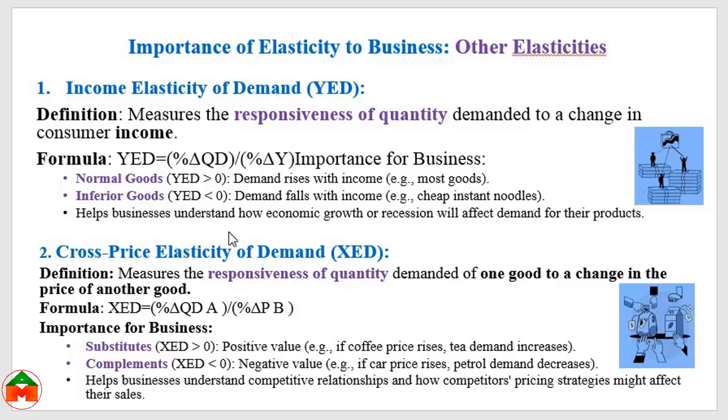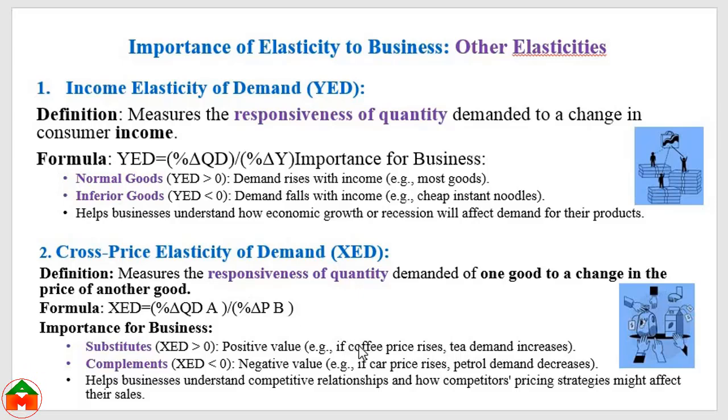Now we will learn about the cross price elasticity of demand. Cross price means the prices of the substitute product or complementary product. It is the responsiveness in the quantity demanded due to the changes in the price of a substitute or complementary product. And this is the formula: cross price elasticity of demand is the percentage change in the quantity demanded of the alternative or substitute product divided by the percentage change in the price of the substitute or complementary product.